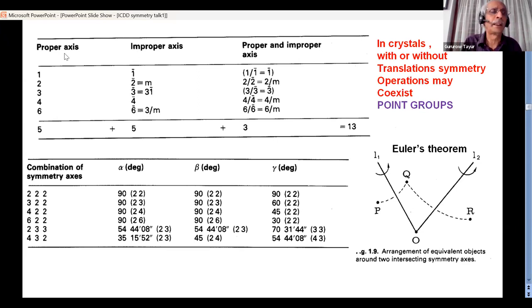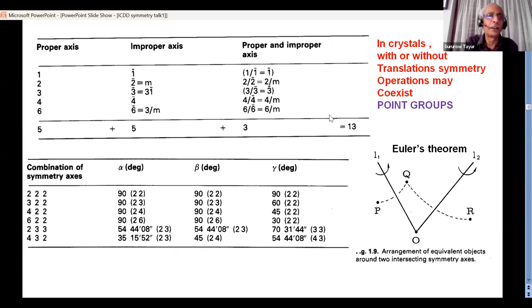We can combine, for example, in a unit cell, the proper and the improper axis together. Then when we have 1 and 1 bar, we get a 1 bar. 2 and 2 bar, we get 2 by m. The 2 bar operation actually generates a mirror, as we have shown here. And we will see that it is 2 by m and so on. So we generate, therefore, a total number of 5 plus 5 plus 3, 13 point groups. We all already know that there are 32 point groups. So how do we generate the remaining ones?